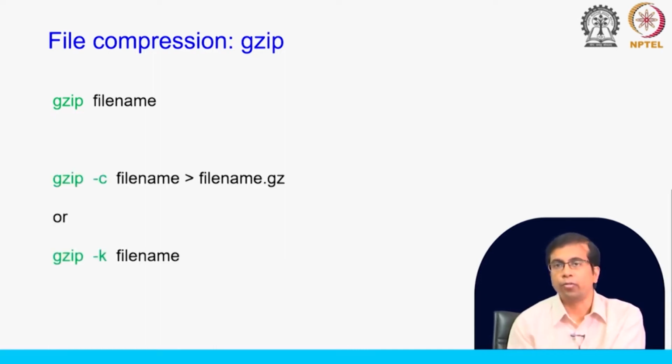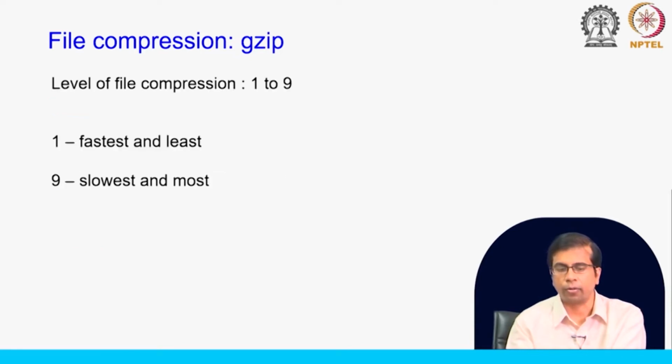Okay. Now, if you do not want to lose that original file, these are the options that you have. You can say gzip -c file name > file name.gz. So, the format is slightly different from zip. Here you want to create this, gzip -c file name > file name.gz, or you can simply say gzip -k file name. Okay. So, -k suggests keep the original file. So, this is how this whole thing will work.